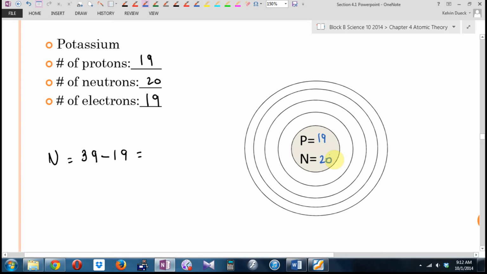How many go on the innermost shell? The innermost shell is 2, so let's go 1, 2. Then we have the second shell, 8, and it would be 1, 2, 3, 4, and then they pair up. 5, 6, 7, 8. And the third shell is also going to be full. 1, 2, 3, 4, 5, 6, 7, 8.